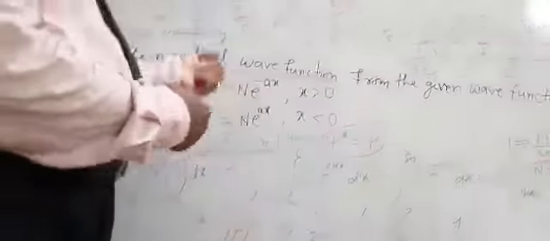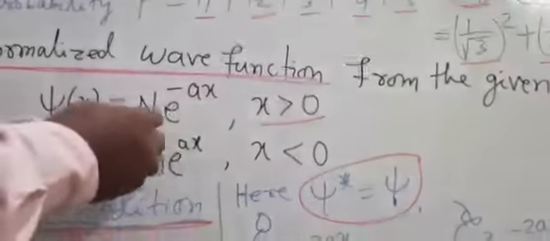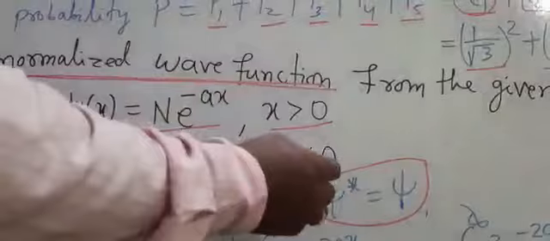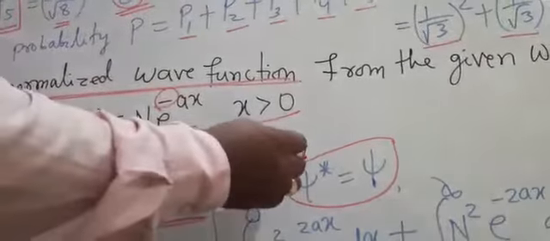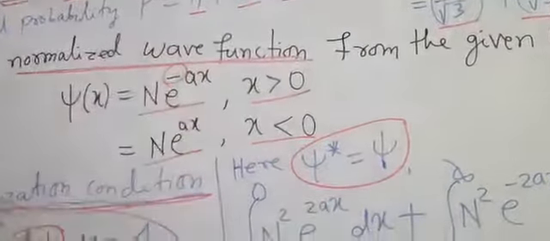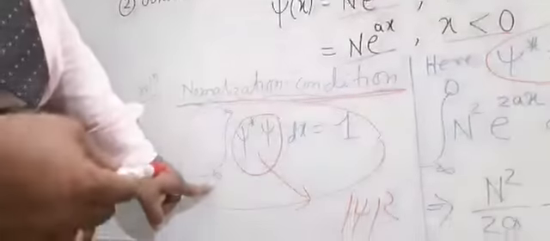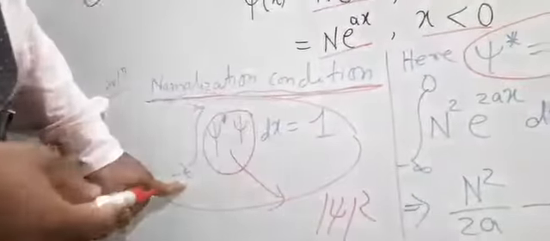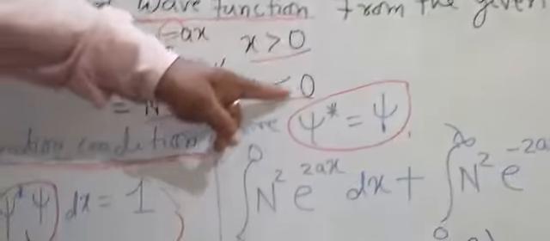You see the condition. The condition is for x greater than 0: it is n e to the minus x, and it is n e to the plus x for x less than 0. So taking these two conditions, we can divide the integration. One is greater than 0, another is less than 0.